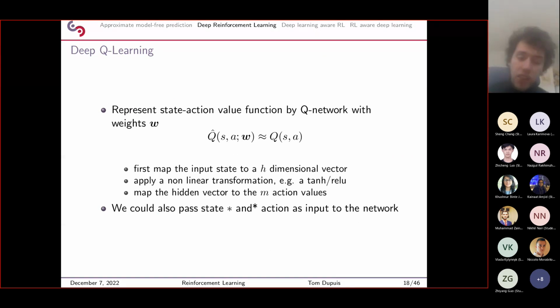So the main idea is that we want to approximate the true table, which is unknown because potentially too big to count. That is Q(S,A). And we want to approximate it with a neural network that takes as input state and action. This neural network is parameterized by its weights, and we output an approximation of this value for each state action pair.